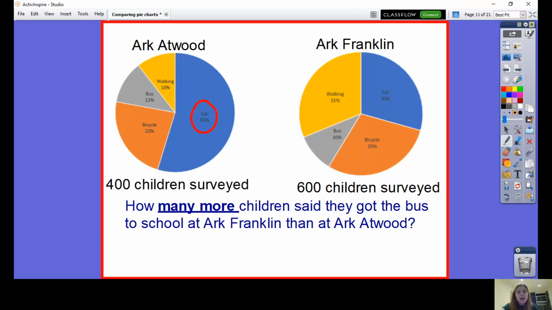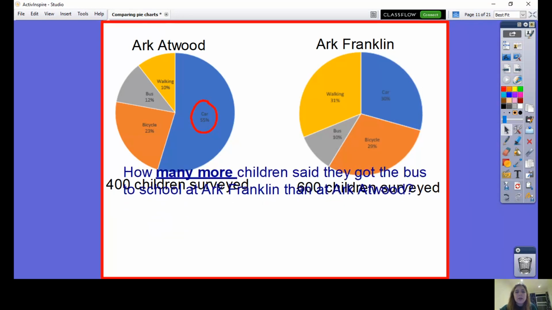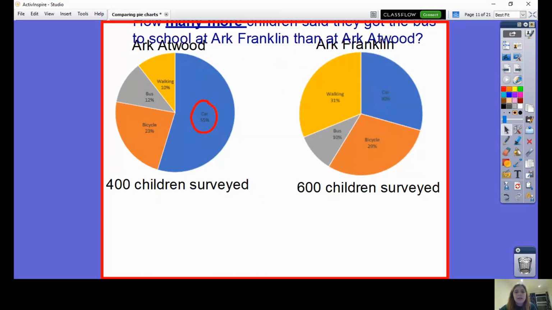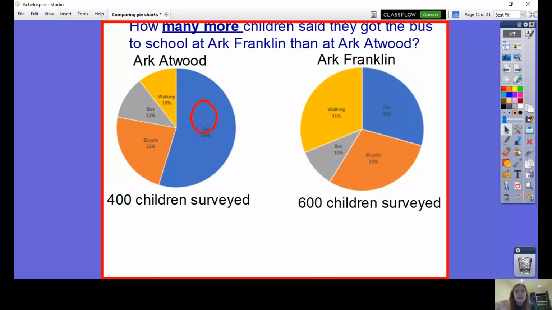Right, this says how many more children said they got the bus to school at Atwood than Franklin. So again, I'll have those same 3 steps. I'm just going to move the question over here so I've got space. First, I'll need to know how many children got the bus to school at Franklin. Then I'll need to know how many children got the bus to school at Atwood. Then I'll need to find out how many more. I think you should pause the video and try and solve this question now.